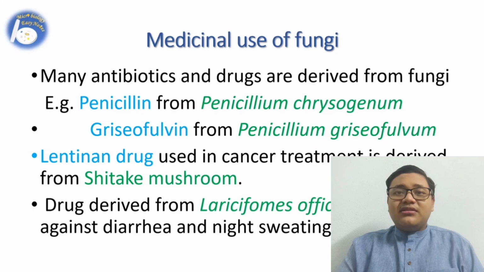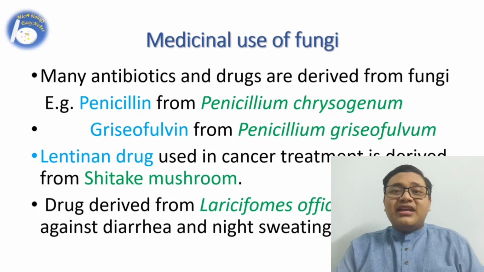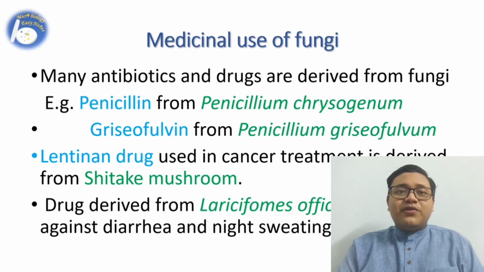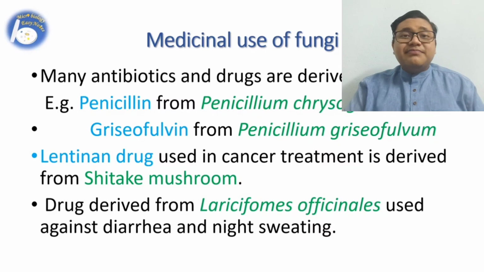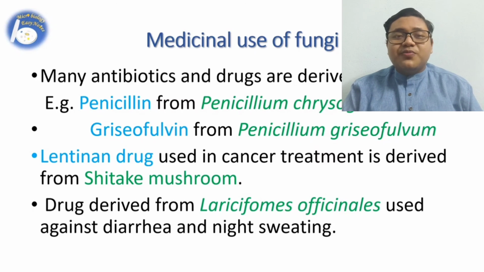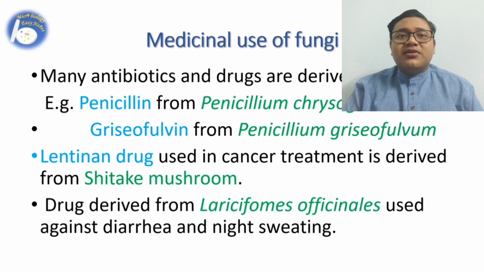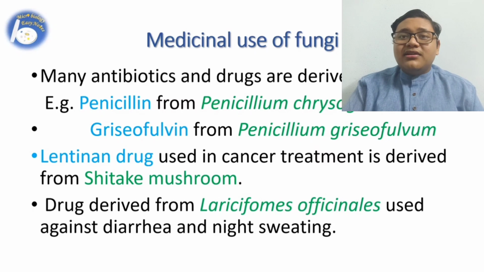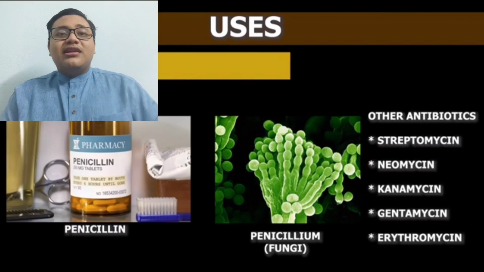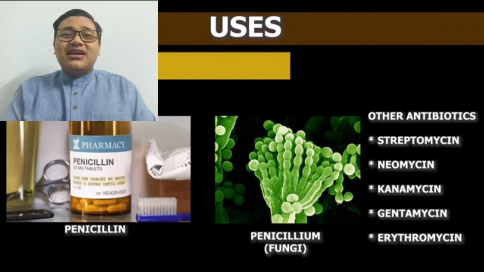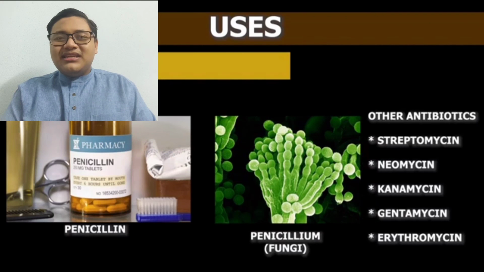Many antibiotics and drugs are derived from fungi like penicillin that comes from Penicillium chrysogenum. And the second is griseofulvin from Penicillium griseofulvum. For the example of drugs, we have lentinan drugs used in cancer treatment that derive from shiitake mushroom. Drugs derived from Glycyrrhiza officinalis, which is used against diarrhea and night sweating. And lastly, the example of antibiotics that contain fungi are streptomycin, neomycin, kanamycin, gentamicin, and erythromycin.